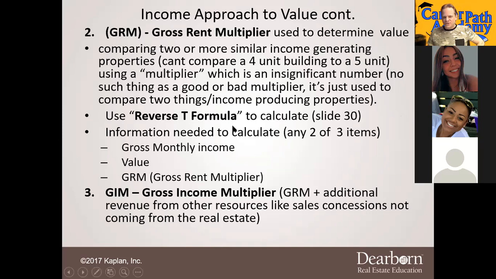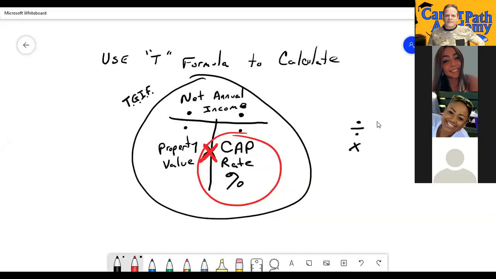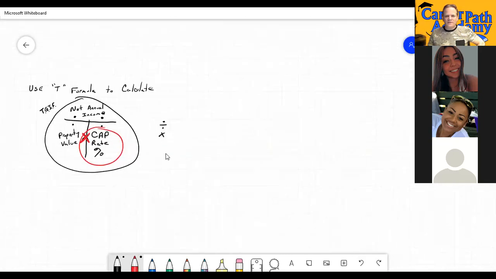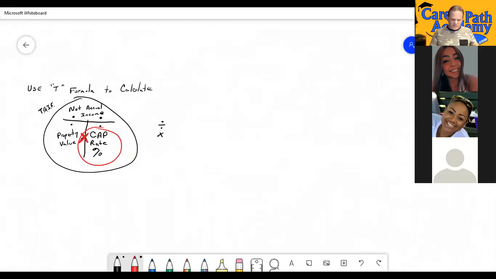You're going to use what's called the reverse T formula to figure out the GRM. So on the next page where it says gross rent and income multipliers, next to the title, I want you to write use reverse T formula. Now this reverse T formula, the only math problem that it would be used on would be to figure out the GRM. And you need any two of the following three items to figure it out: the gross monthly income, the value of the property, or the multiplier itself. And pretty much it's similar to this cap rate T formula. This is the reverse T formula.